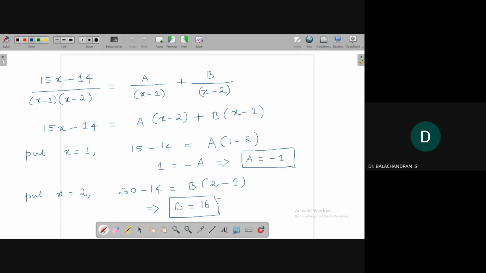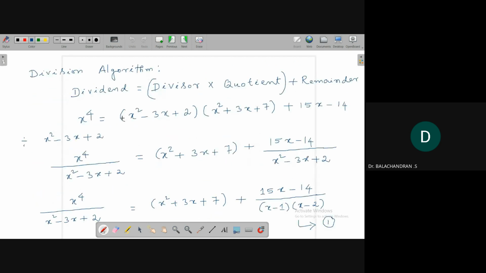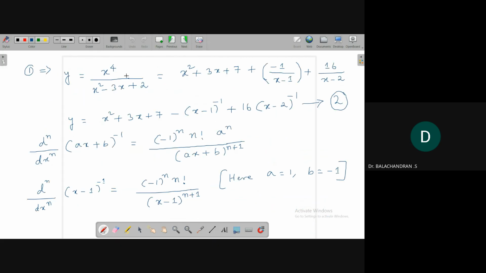I'm going to substitute these two values here. a is minus 1, b is 16. Okay. So what is y? This is actually y. y is equal to this term plus this term. Instead of this, you can write a by x minus 1 plus b by x minus 2. So y is equal to, this is the given problem from equation 1. Okay, you can check it.